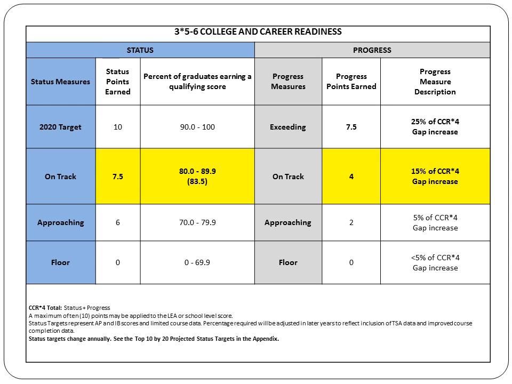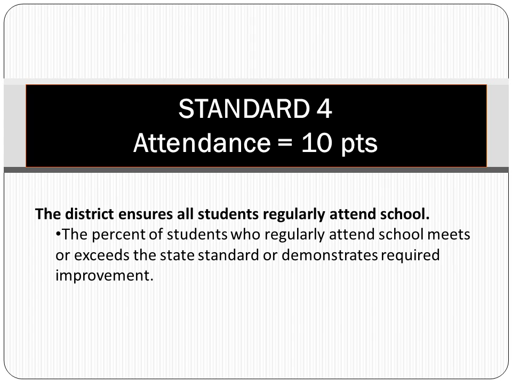Our scoring guide shows this. 83.5% was our status 3-year average at 7.5 points, plus we were able to increase 15% of our MPI gap that gave us an extra 4 points. Mind you, we can only receive 10, so we were able to get all 10 of our points.